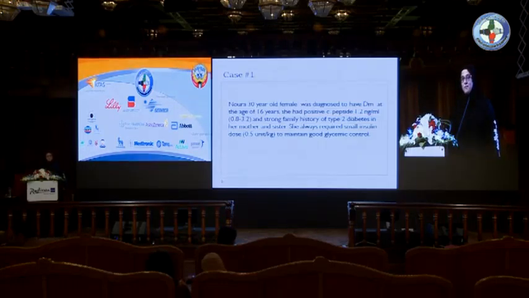First, we have Noura, a 30-year-old female who was diagnosed with diabetes at the age of 16 years. She had a positive C-peptide and a strong family history of type 2 diabetes in her mother and sister. She always required a small dose of insulin to maintain good glycemic control. So how many of you think that Noura has type 1 diabetes? It's either type 1 or type 2.